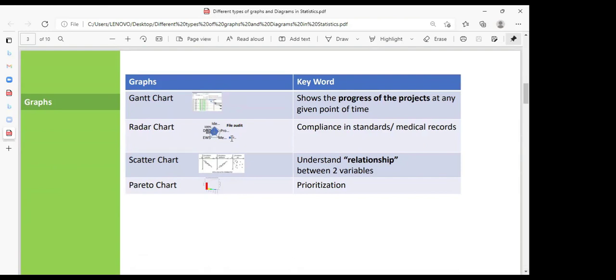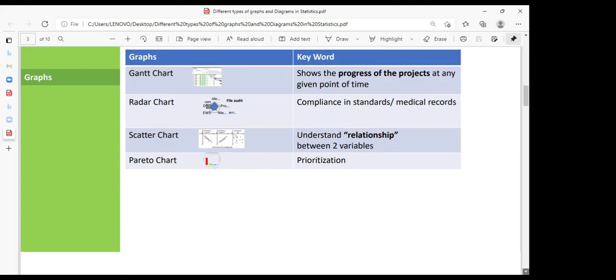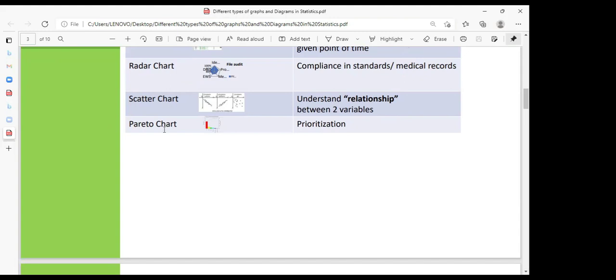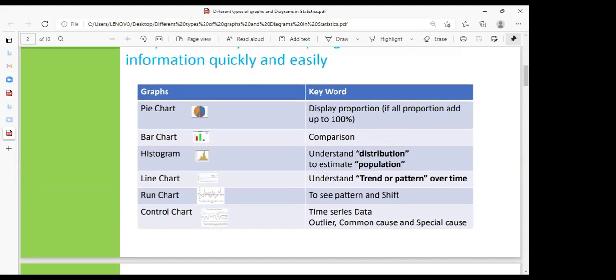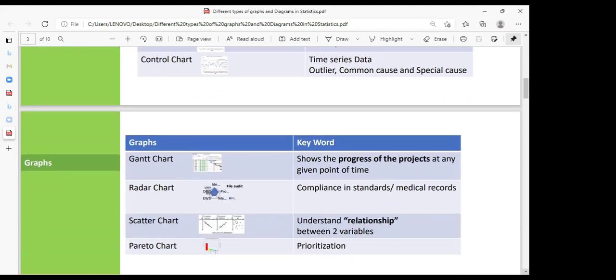Radar chart was something new which I learned in this session. It is basically to check compliance and standards in medical records, like file audits or accreditation compliance. The scatter chart, the keyword is relationship, between two variables, X and Y. So you will understand the relationship. Pareto chart, the keyword is prioritization. So I believe I covered the keywords for most of the charts, and I believe you all have got some idea about it.